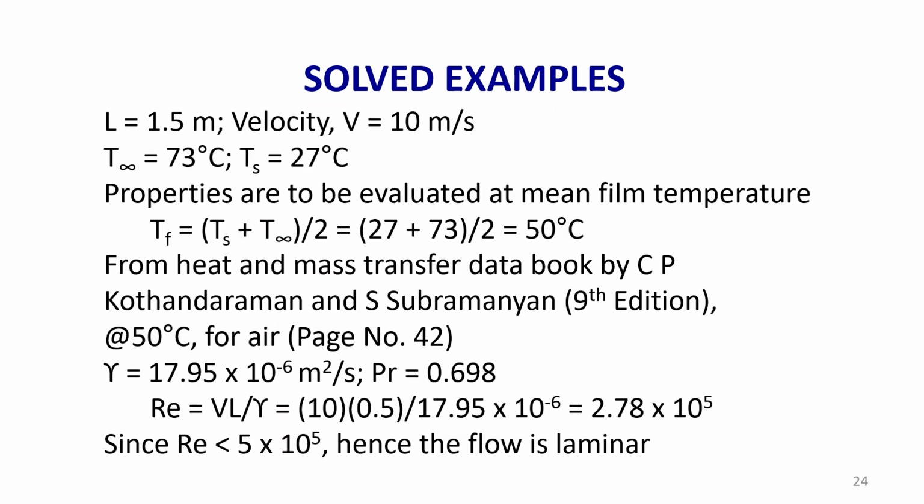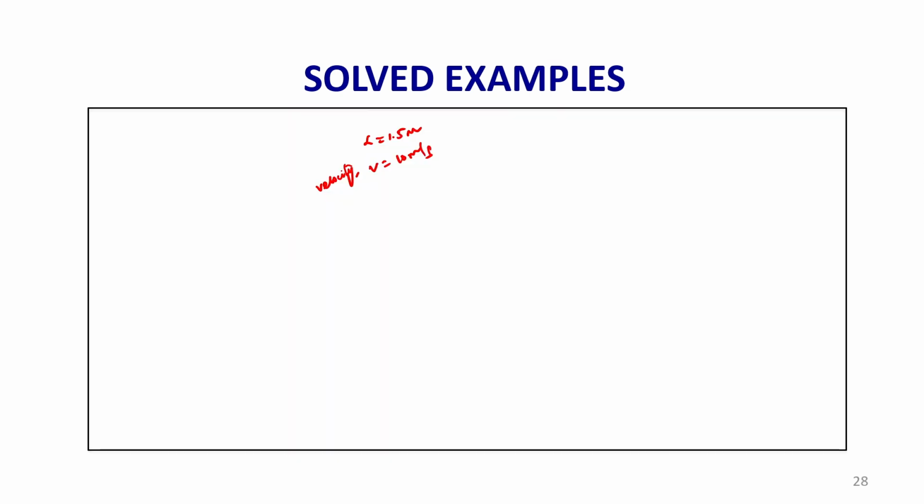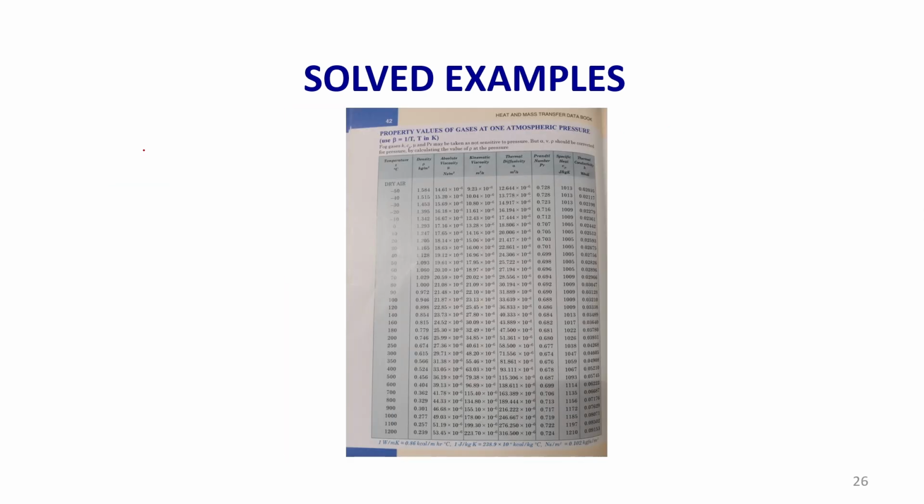and temperature of the fluid is equal to 73 degrees centigrade, temperature of the surface is equal to 27 degrees centigrade. So, this is flow over a flat plate. This is an external flow, that means it is an external flow. You have to find out the thickness of the boundary layer, thermal boundary layer, to find the thickness of the thermal boundary layer.